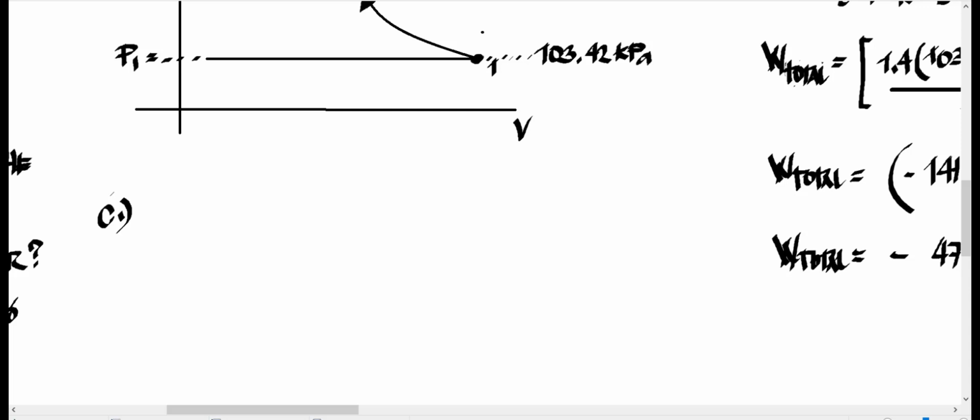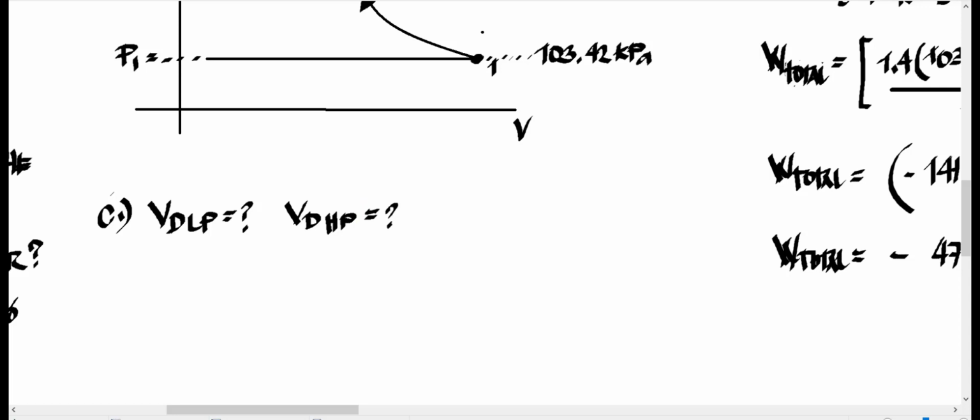So let's proceed with letter C. Let's find the displacement of each cylinder for the conditions of part B. So displacement. So we're looking now for the VD of the low pressure stage, and we're looking now for the volume displacement at the high pressure compressor stage.